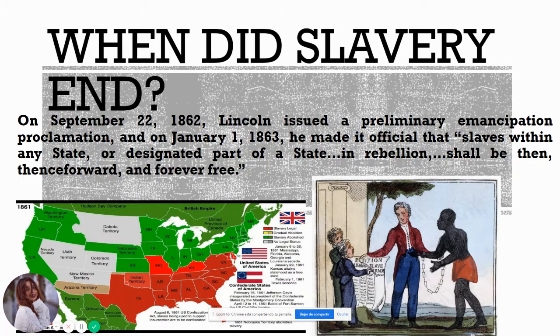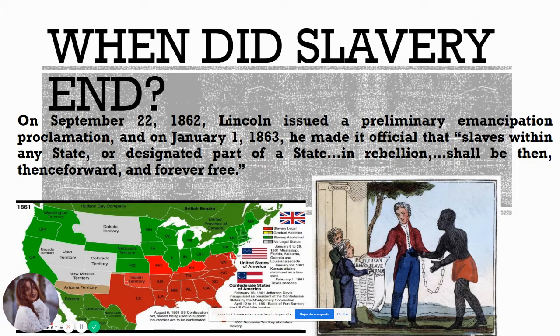And when did slavery end? On September 22, 1862, Lincoln issued a preliminary Emancipation Proclamation, and on January 1, 1863, he made it official that slaves within any state or designated part of a state in rebellion shall be thenceforward and forever free.